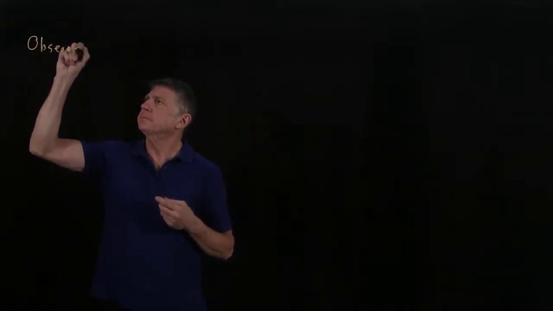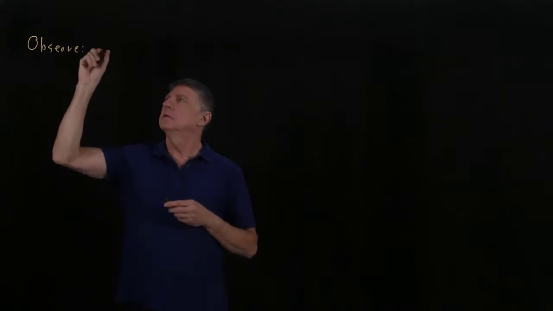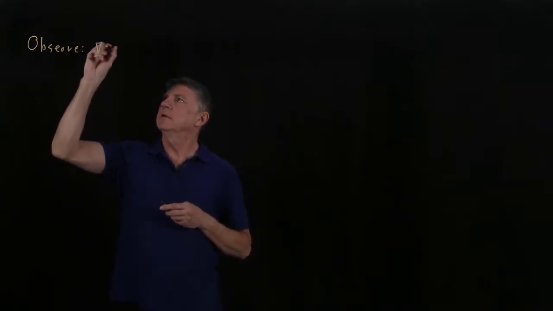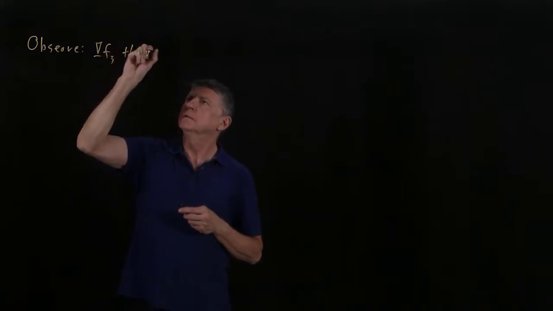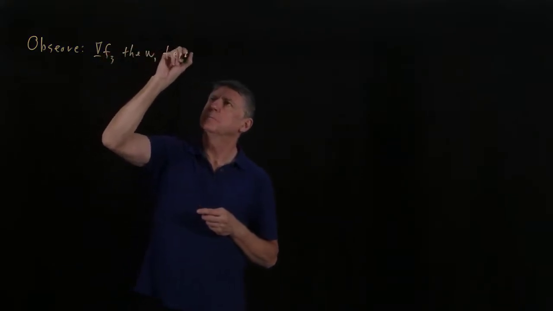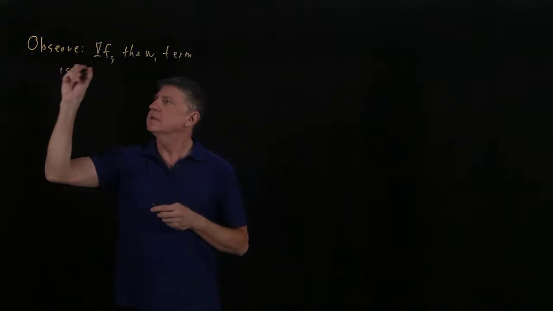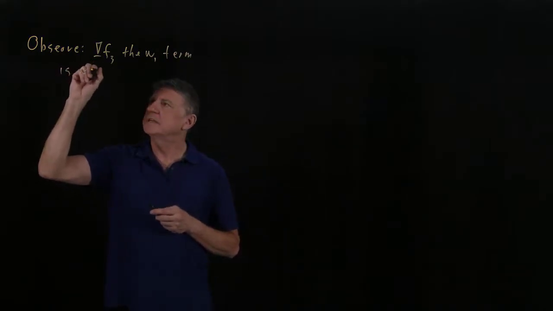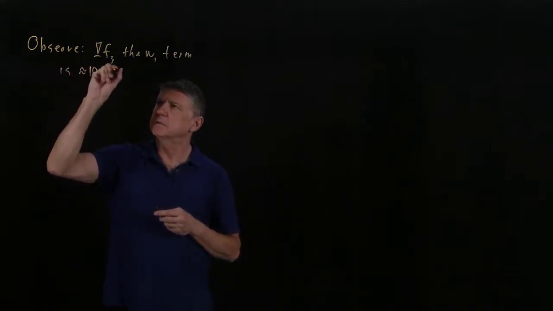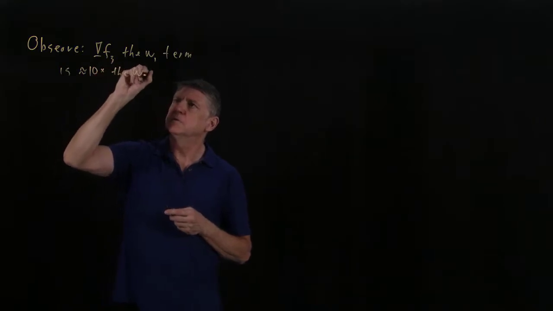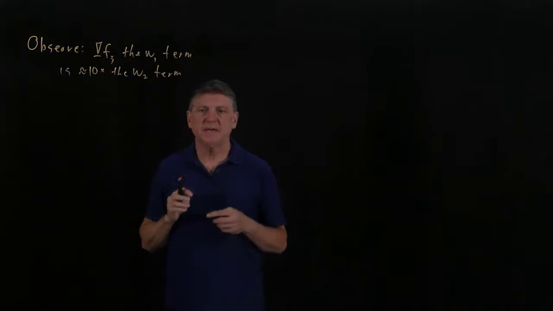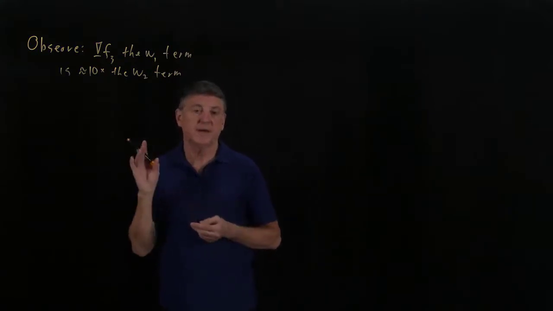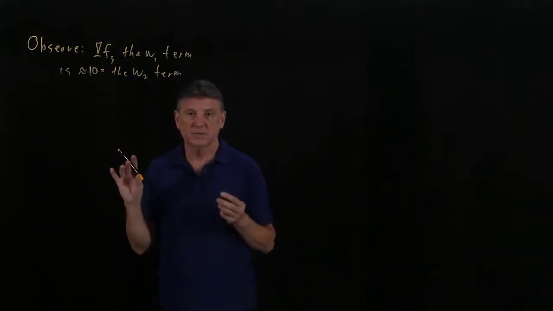What we can do is observe that in the gradient of that function, the W1 term is about 10 times the W2 term. And we might suspect that that is one part of the oscillation and one part of the slow process.